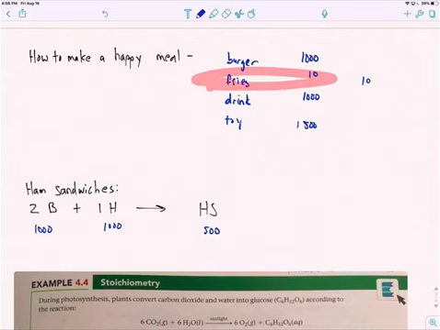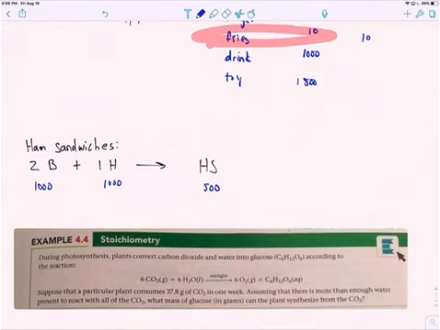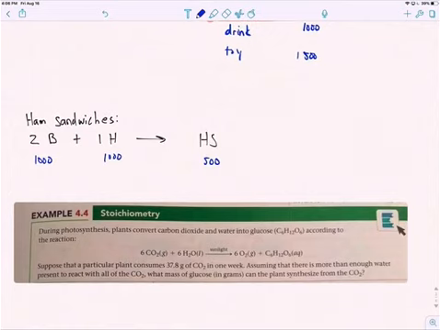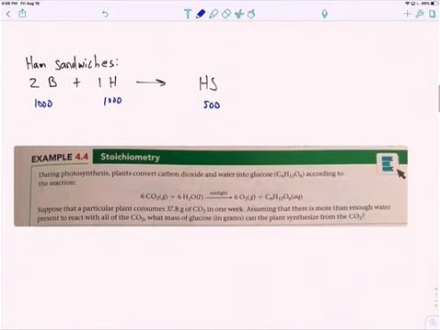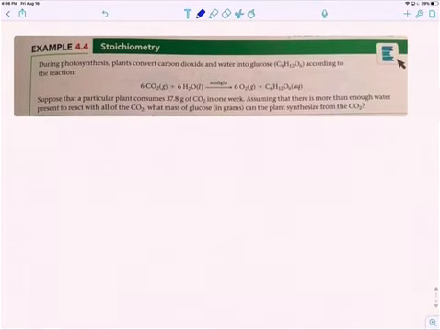And the reason is because of this 2 to 1 ratio of the bread to the ham. So we need to have twice as much bread to make a ham sandwich, and we are limited by that. So that's important when we get into stoichiometry because depending on what species you're looking at, it may limit you. It may not be as obvious what the limiting reagent is. Okay, so let's start with a real simple one.